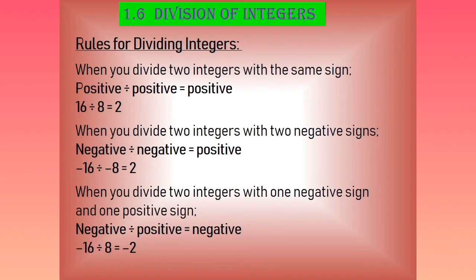Division of integers. Rules for dividing integers. When you divide two integers with the same sign, that is, positive divided by positive will give positive. 16 ÷ 8 = 2. When you divide two integers with two negative signs, that is, negative divided by negative will give positive. -16 ÷ -8 = 2. When you divide two integers with one negative sign and one positive sign, that is, negative divided by positive gives negative. -16 ÷ 8 = -2.